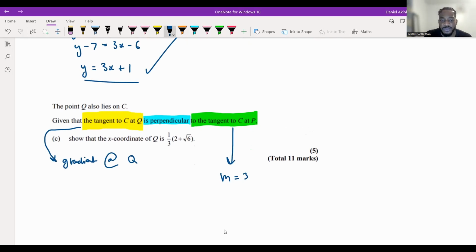We all happy with this? Okay, before I continue, we okay? Yeah, good stuff. All right. Now, if the tangent to C at Q is perpendicular to the tangent to C at P, are we able to figure out what this gradient is then?